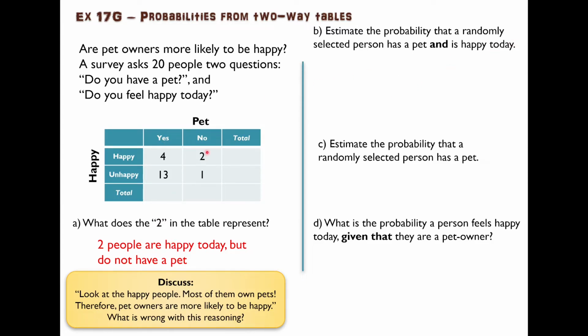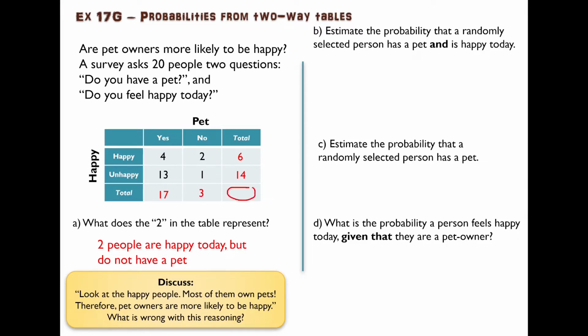Now that we've got an idea about what these numbers mean, we can start getting some probabilities from this and noticing trends. But before we do that, it's helpful to know the total number of happy people and the total number of unhappy people and so on. So the total here is going to be the sum of these 2 numbers. And 4 plus 2 is 6. The number that goes here is the sum of 13 and 1, which is 14. The number here is 4 plus 13, which is 17. This is 2 plus 1, which is 3.